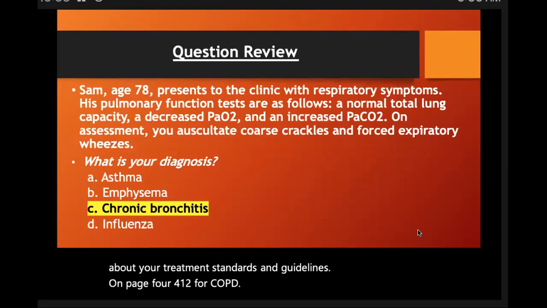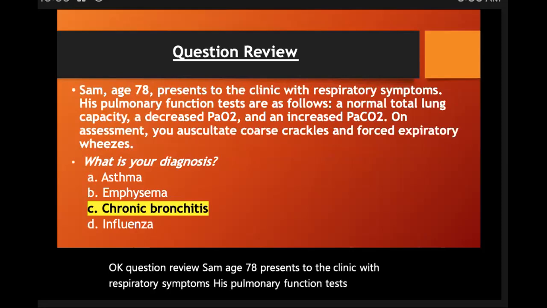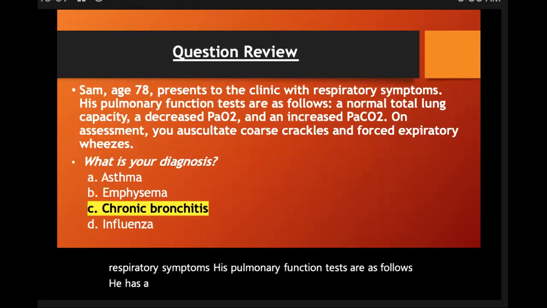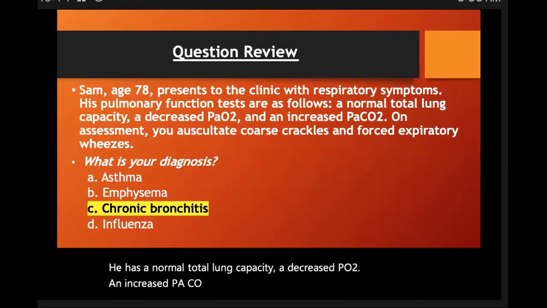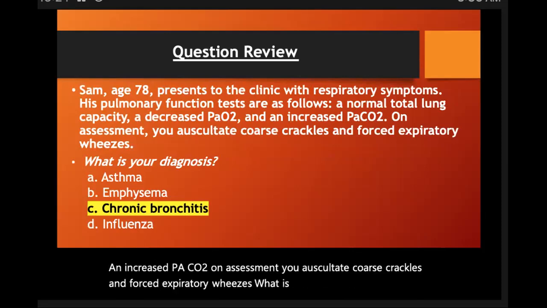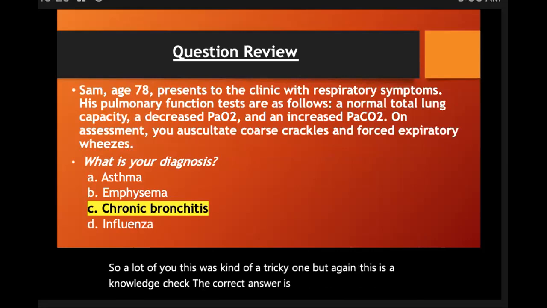Okay, question review. Sam, age 78, presents to the clinic with respiratory symptoms. His pulmonary function tests are as follows. He has a normal total lung capacity, a decreased PO2, an increased PaCO2. On assessment, you auscultate coarse crackles and forced expiratory wheezes. What is your diagnosis? A lot of you found this a tricky one, but again, this is a knowledge check. The correct answer is chronic bronchitis, okay?